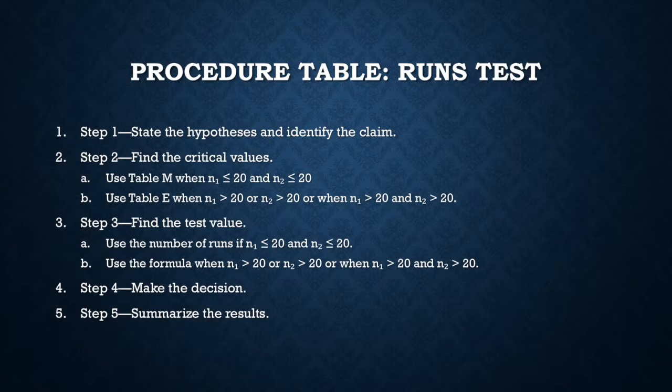A states that we use the number of runs if N1 is less than or equal to 20 and N2 is less than or equal to 20. Use the formula when N1 is greater than 20, N2 is greater than 20, or when N1 and N2 are both greater than 20. Step number 4, we make the decision, and step number 5, we summarize the results.